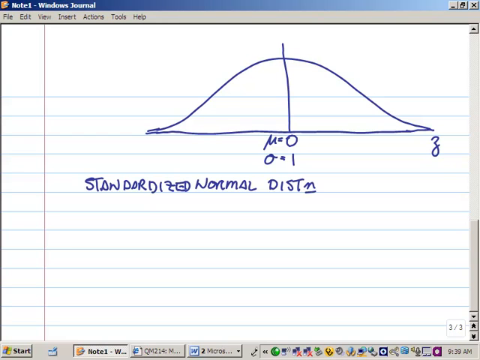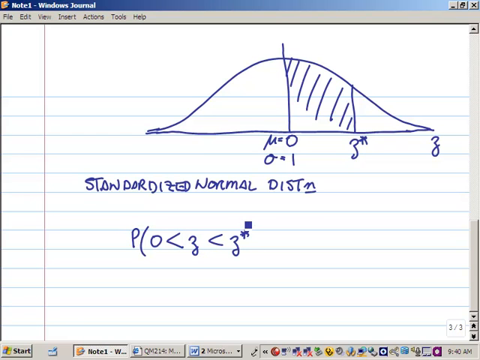We have tables that help us calculate these probabilities. If we had access to Excel all the time, we could always use an Excel function to do that, but we will use tables. It turns out that our tables give us the probability between 0 and some limit. We'll call that Z star. So we'll find the probability of getting a generic Z value between 0 and a particular value Z star, and this will be found on the tables.